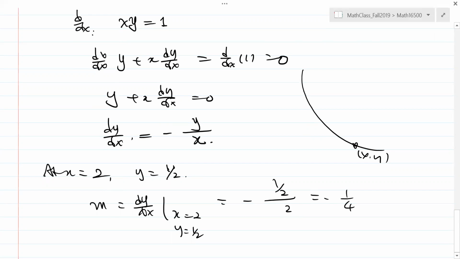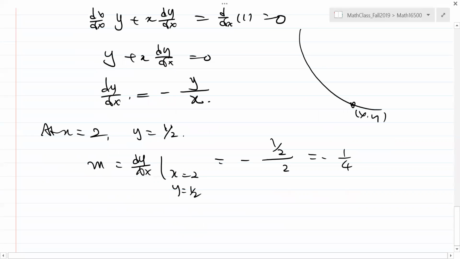Right? So you don't need to solve for y. Of course, if you want to solve for y, it's easy. y equals 1 over x here. Then you differentiate. Sometimes you can solve, sometimes you cannot, right?